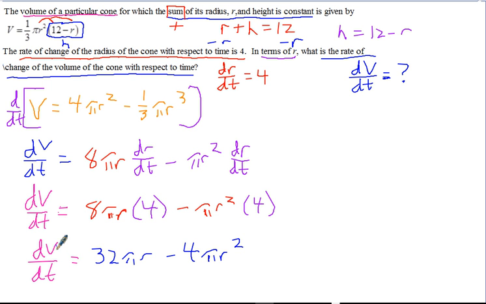Notice we're not given any units in this problem, so we can't put units in our answer. If it was inches, it would be inches cubed per second, whatever, that would give me units for anything on this problem. But our answer, notice, is in terms of r, so that would be our answer for dV/dt.